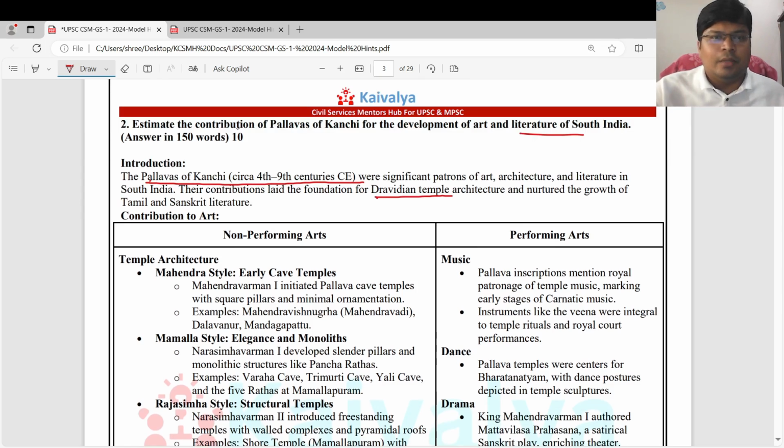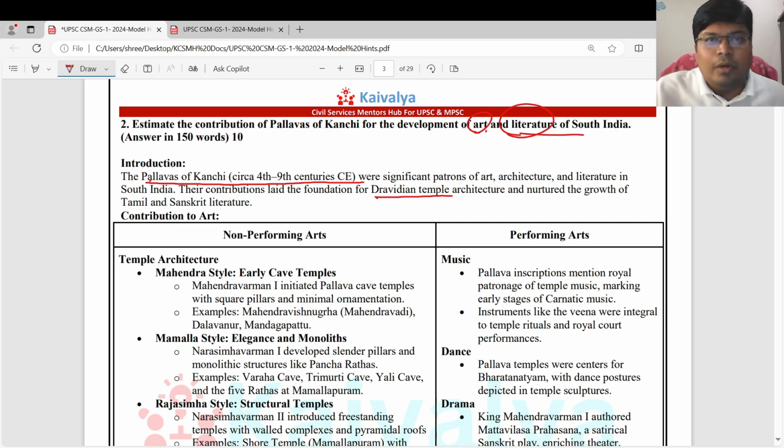अब हम यहाँ पे देखें तो इन्होंने हमें क्या पूछा है, The Pallavas of Kanchi का जो contribution है art and architecture in South India. इस context में इन्होंने हमें, sorry, art and literature के context में पूछा है. तो हम क्या कर रहे हैं यहाँ पे, art का जो classification है वो non-performing arts and performing arts.